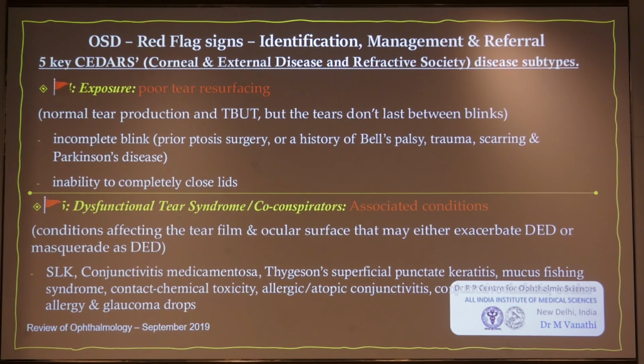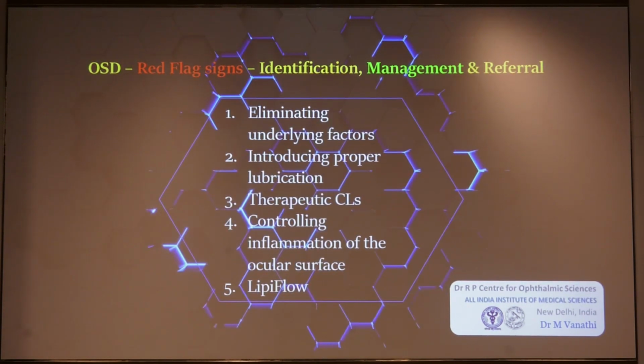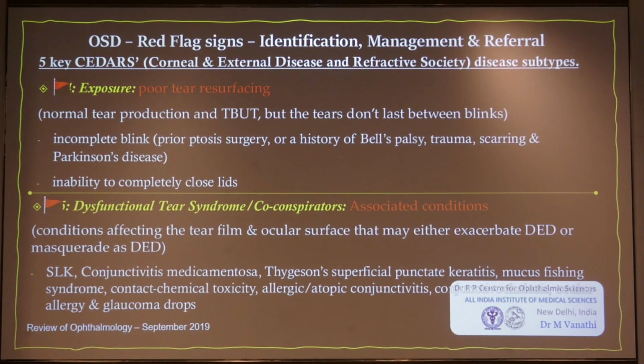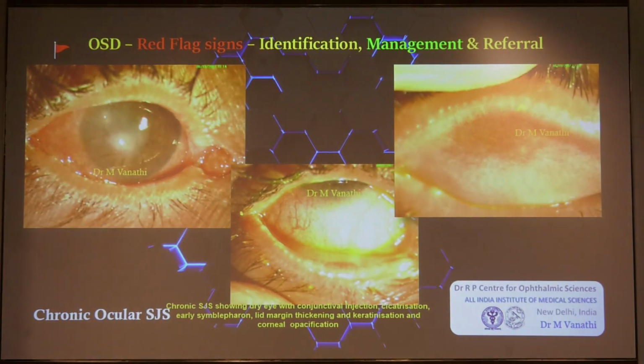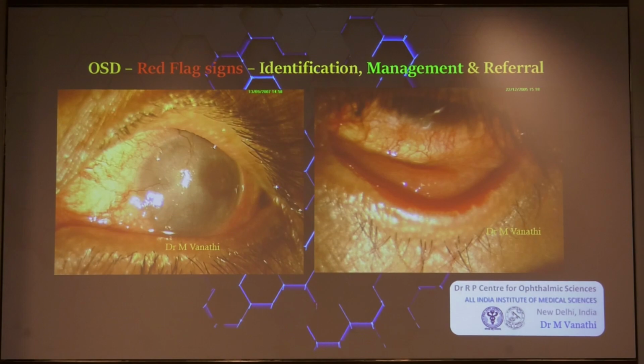Poor tear resurfacing and what are known as co-conspirators are also ones which would be affecting your ocular surface. The next few slides are just pictorial representations to red flag when you're looking at chronic SJS. I think most comprehensive ophthalmologists do not want to manage this, so that always lands up in our practice, so we don't worry.